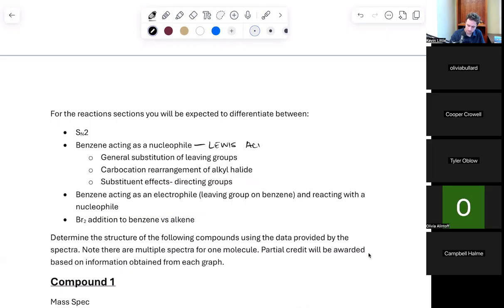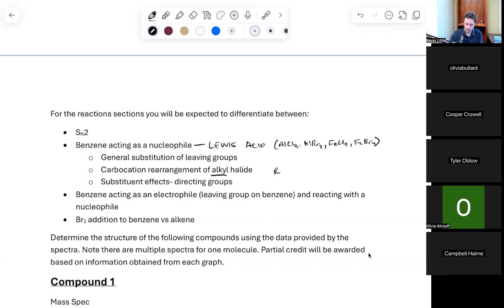This is going to happen in the presence of Lewis acids like AlCl3, AlBr3, FeCl3, FeBr3. So if you see one of those, benzene's going to be your nucleophile, period. I'm not trying to trick you there. Substituting out leaving groups with benzene, carbocation rearrangements when it's an alkyl.